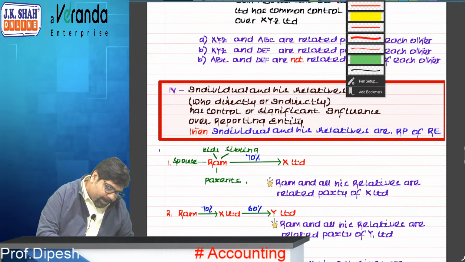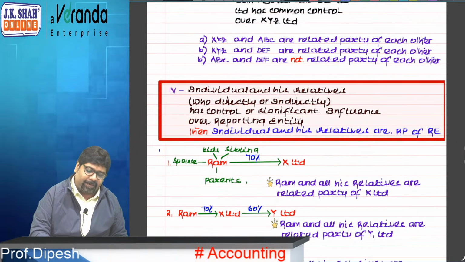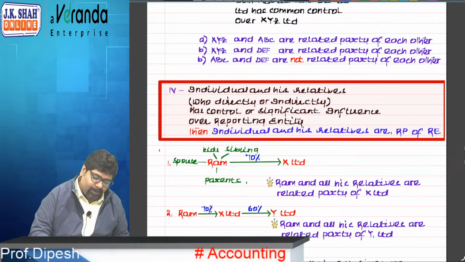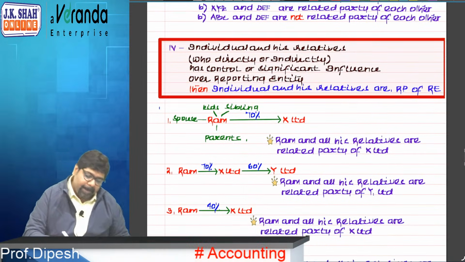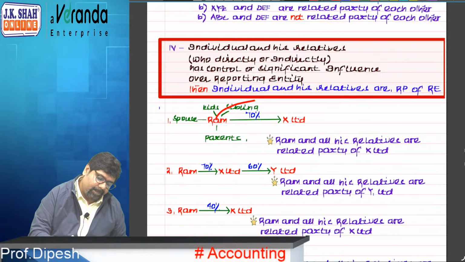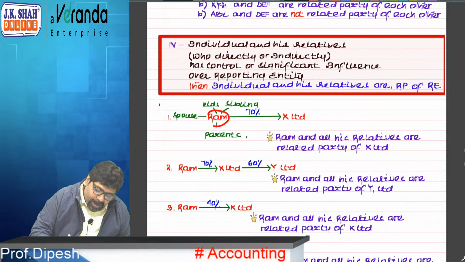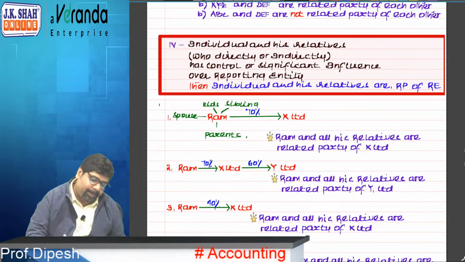Individual, this is very important. Individual and his relatives who directly or indirectly have control or significant influence over the reporting entity. Individual and his relatives who have a control. So Ram, then his wife Sita, kids Love and Kush, siblings Bharat and Shatrughna, parents Dashrath and Kaikeyi. So Ram has a control. So Ram and his relatives all are related party.